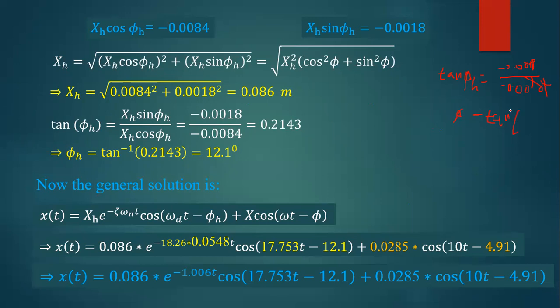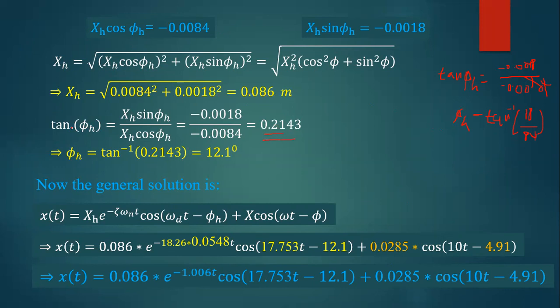From this we can find phi is equal to tan inverse of those values, tan inverse of 0.0018 over 0.0084. One can find phi h from here. Once phi h is obtained, by substituting the value of phi h in this equation, we can find x h. Or one can go another longer way, that is actually long, but it is already there. Okay, that's good. Yeah, so both of the equations are solved.